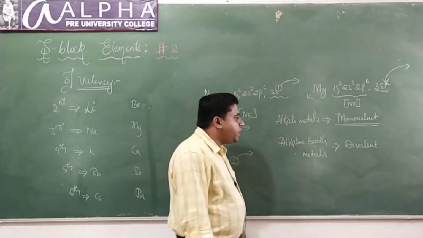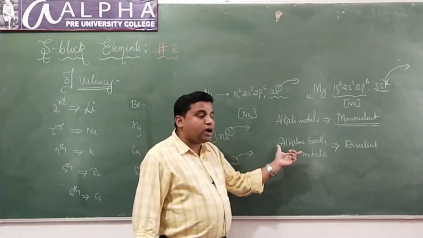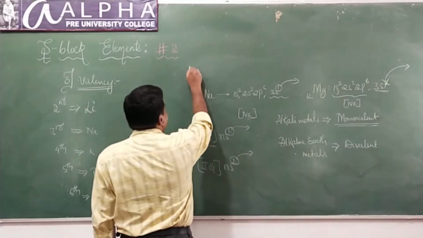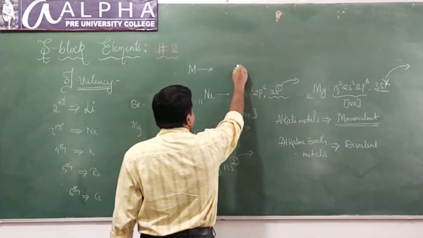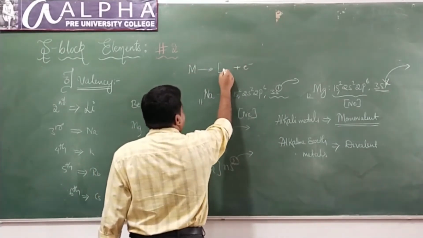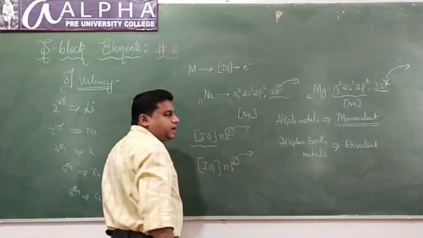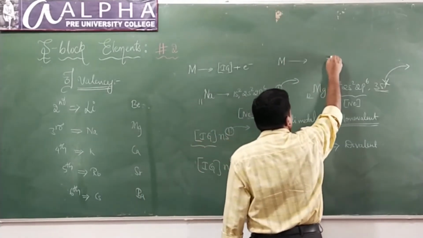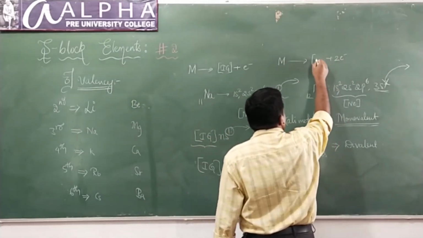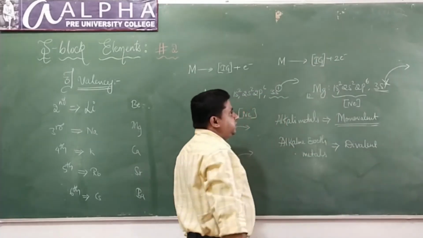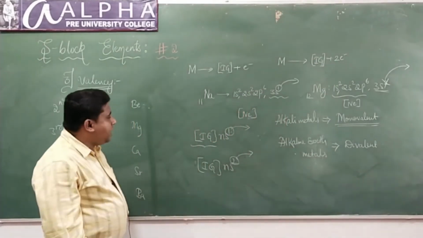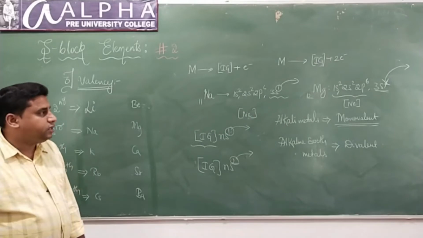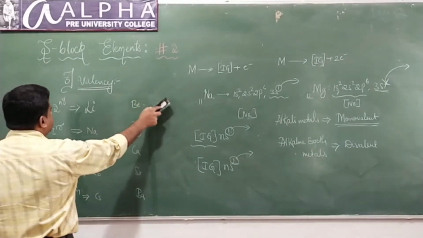So what is the valency of alkali metals? 1. What is the valency of alkaline earth metals? 2. Simple. All alkali metals will lose 1 electron and attain the nearest inert gas configuration. All alkaline earth metals will lose 2 electrons and acquire the nearest inert gas configuration. Therefore, alkali metals are monovalent, alkaline earth metals are divalent. Hope you got it. Yes, no doubts in it.